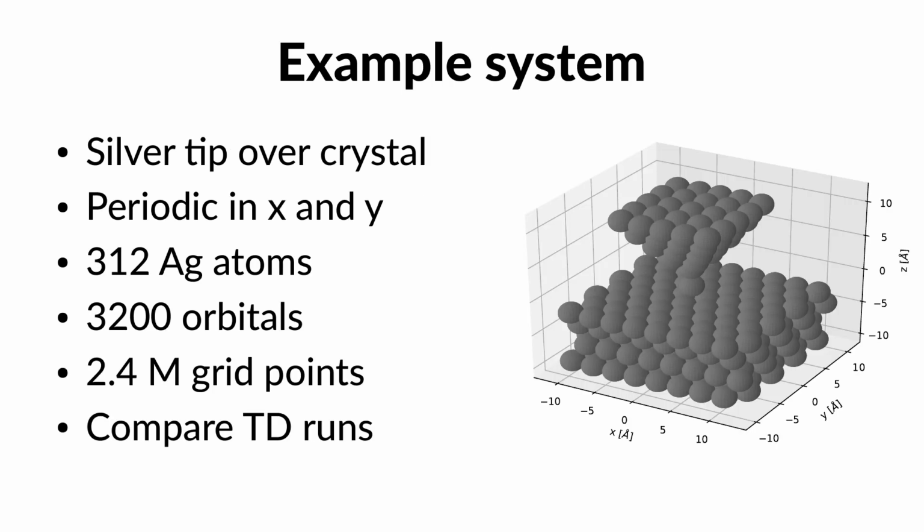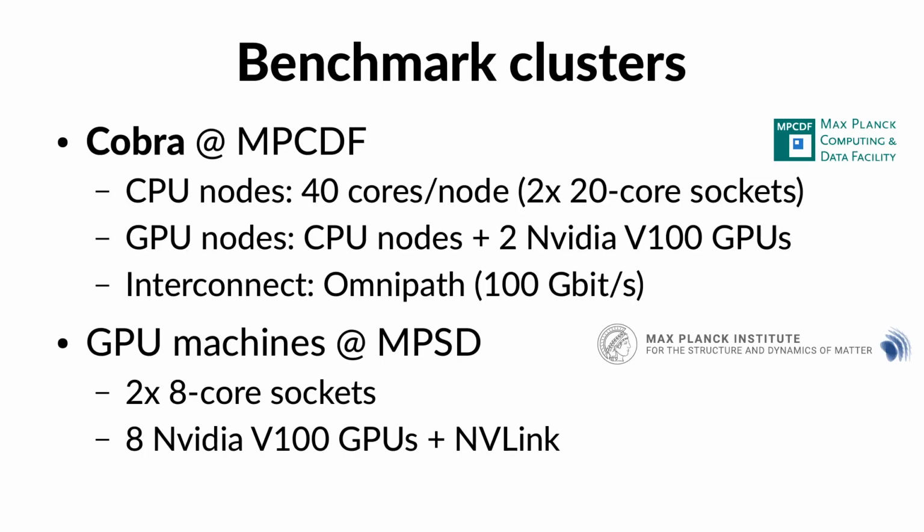Okay, so all the benchmarks I will show you have been done for this example system. It's a silver tip over a silver crystal that you can see on the right hand side. It's periodic in X and Y, it's not periodic in the Z direction. It consists of 312 silver atoms, and all in all it's 3,200 orbitals, and each orbital has 2.4 million grid points. And what I did is I ran different time-dependent runs for a converged ground state and then compared the timings for those. I actually ran those on two different benchmark clusters.